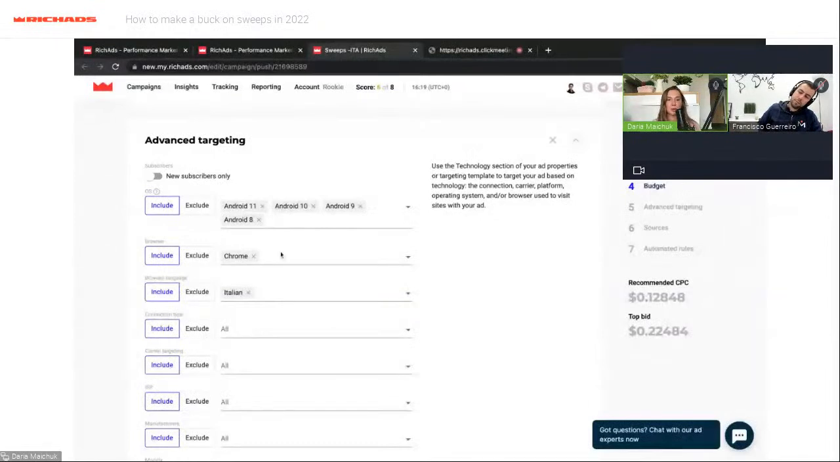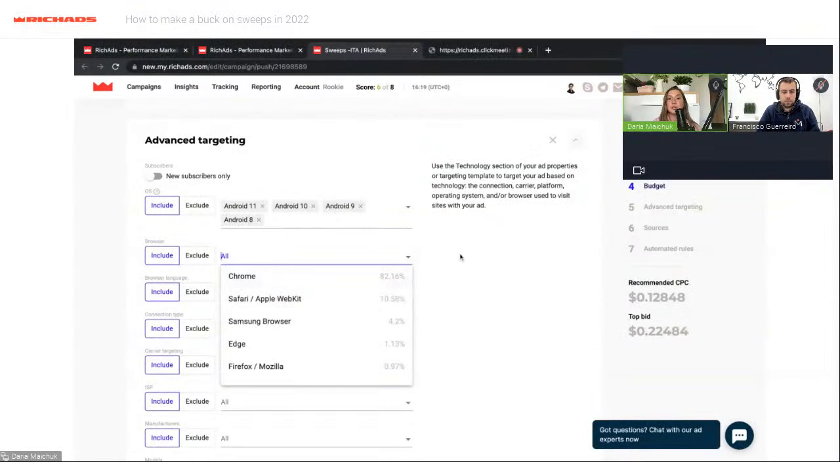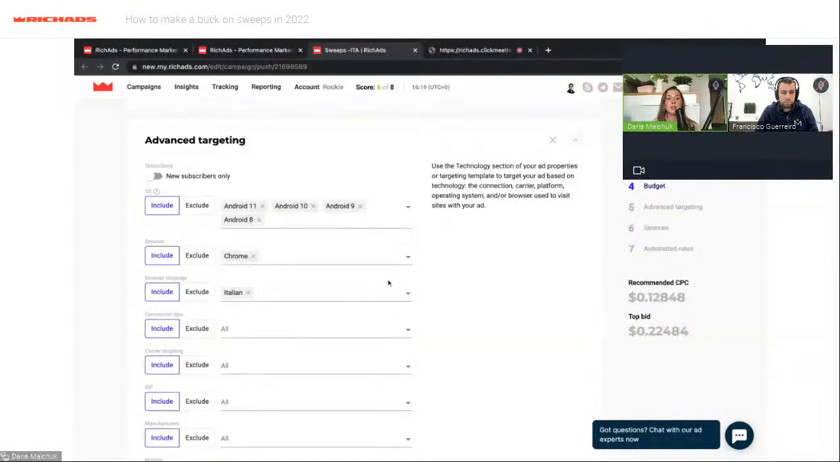Browser. The Chrome browser shows really good results. It has really good results, so I can recommend to use it. You can also check the volumes of browsers, I will show you now. For example, here you can see that Chrome has 82% of traffic, so I will choose it. And browser language: I choose Italian.